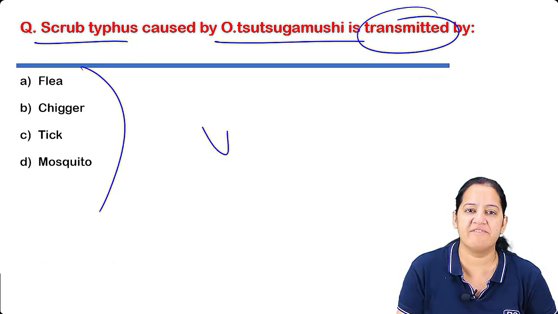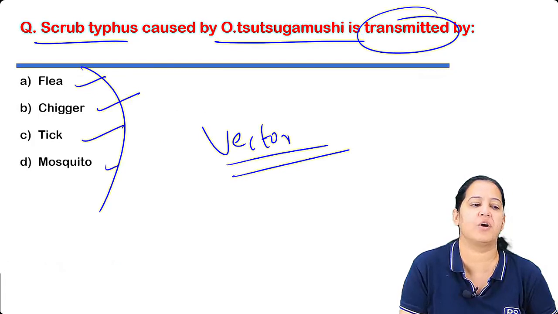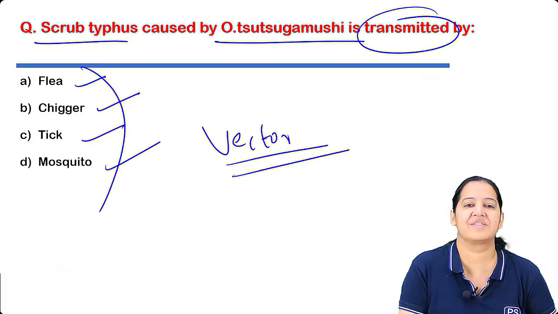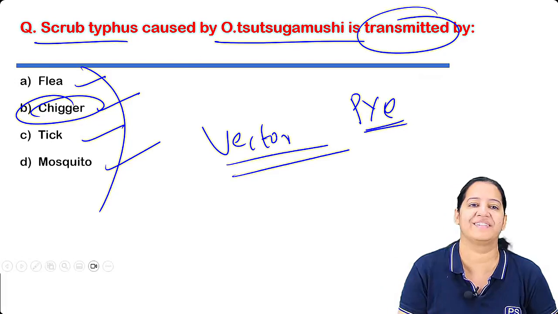They want to ask the vector of the scrub typhus. Is it flea, chigar, tick, or mosquito? What's the scrub typhus? What is the correct answer, people? Fast. It is chigar. Chigar, it's a repeated PYQ. The larva of the mite.